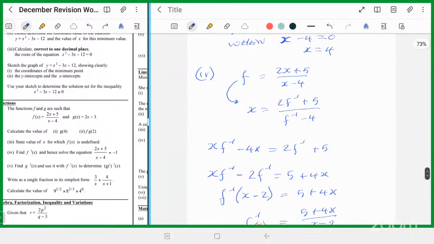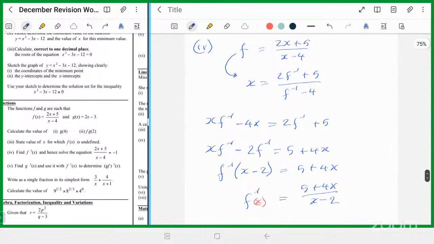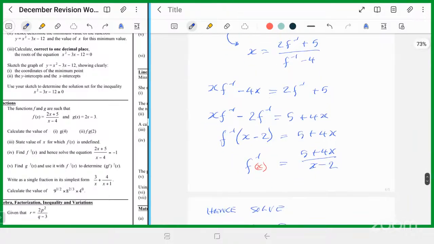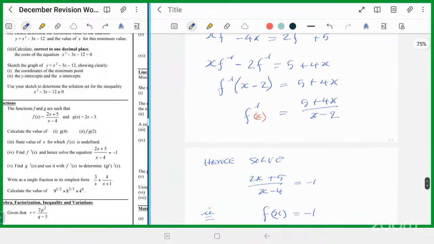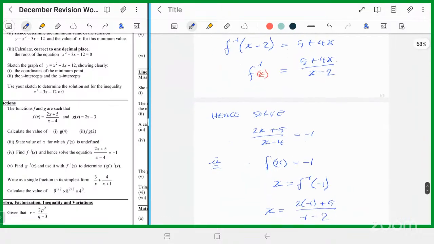2x plus 5 or x minus 4. I'm just checking, guys. X times minus 4x plus that plus 5. I'm just checking. Minus 2 that goes on plus x minus 2. Then we do f to the minus 1 plus 7.